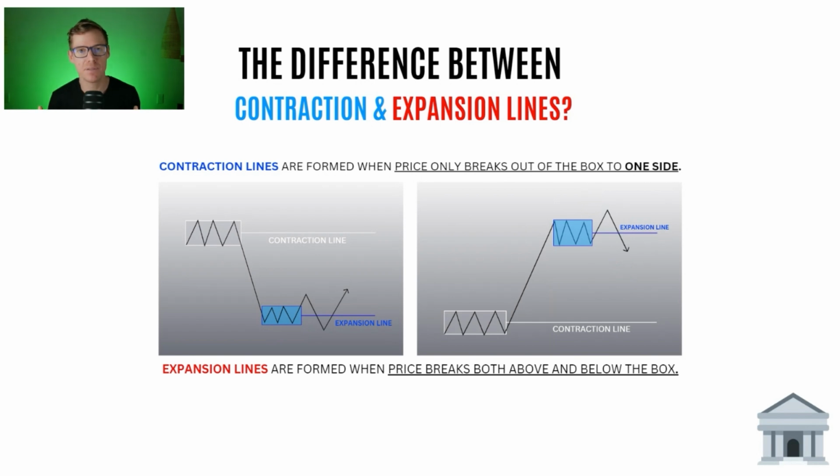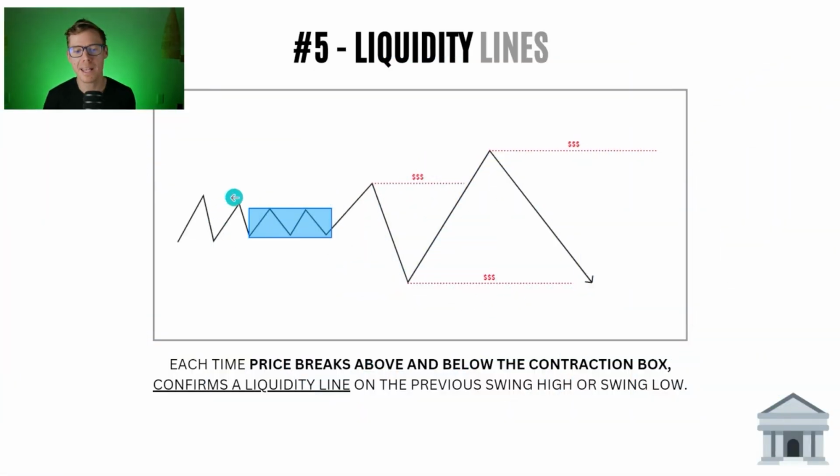And that is the key feature, and understanding the difference between these two aspects. And then number 5, we've got liquidity lines. Each time price breaks out of the contraction box, it creates this whipsaw funneling out motion. And the further it gets from the box, the bigger the swings become. At each point, they form liquidity lines, and then each liquidity line gets taken out.